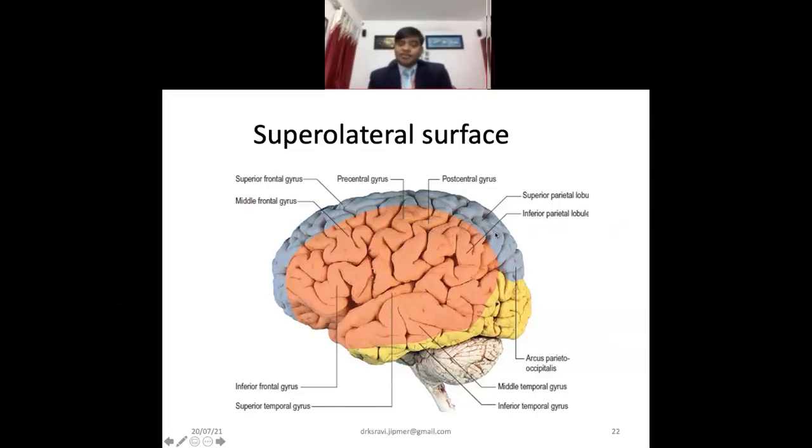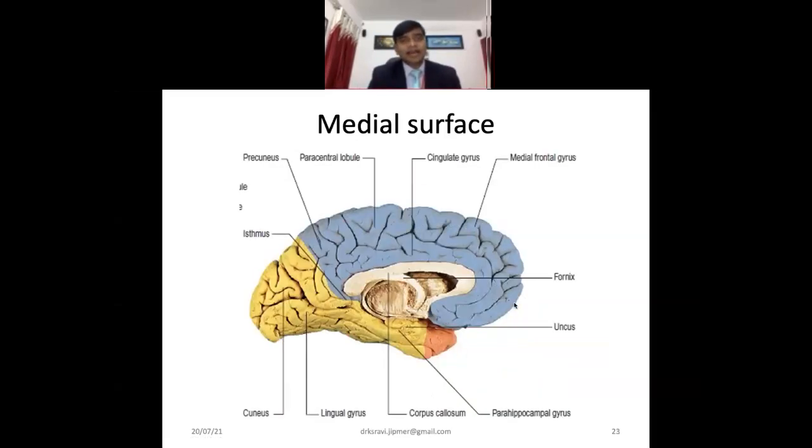Now on the inferolateral surface, the lower portion of the temporal lobe and the posterior aspect, the complete occipital lobe, will be supplied by the posterior cerebral artery. Then coming to the medial surface, we have already discussed the anterior cerebral artery. Over here, the occipital lobe and the inferior portion of the temporal lobe, except this orbital part, the whole complete portion is supplied by the posterior cerebral artery.